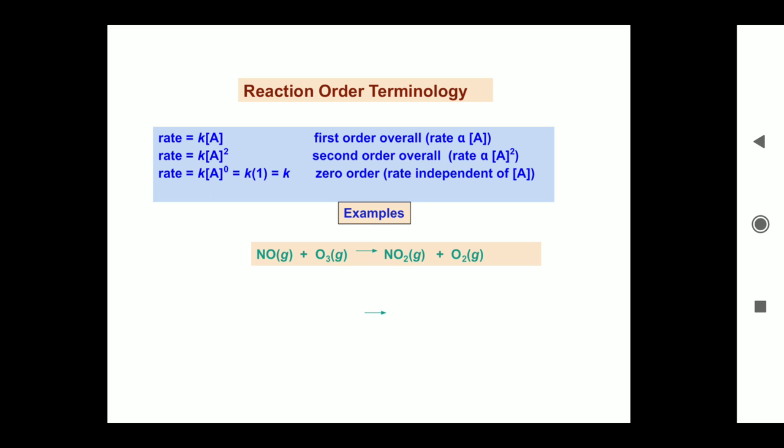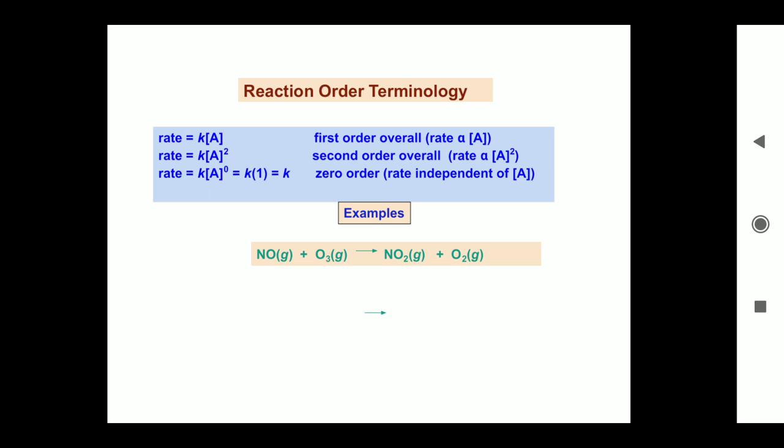On the basis of order, we have terminology for the reactions. It may be first order, second order, zero order or third order. If the rate expression contains only one concentration term, as in the first, rate equals K times the concentration of A. Since A has only power 1, it is first order. In the second equation, rate equals K into A squared. The concentration of A has power 2, so this represents a second order reaction.